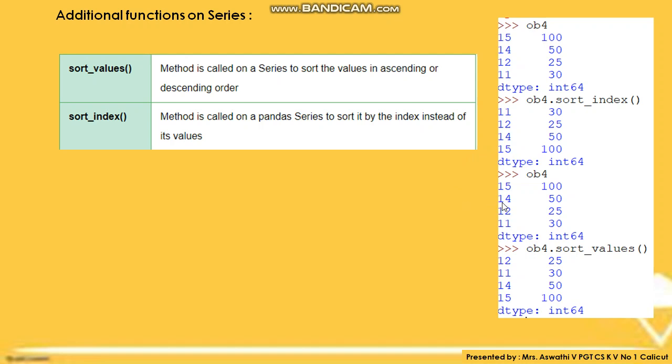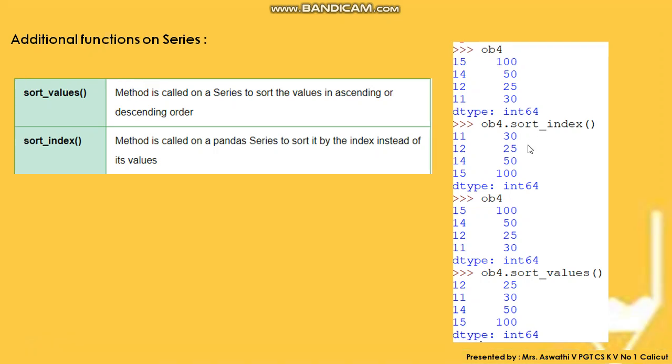Now, if you print OB4, it will come back in the same order. This is because it is not stored. It is not in-place sorting, as in the case of lists. OB4 does not change. OB4 remains the same. Now, if you give OB4 dot sort values, what happens? It will be sorted or arranged on the basis of values.